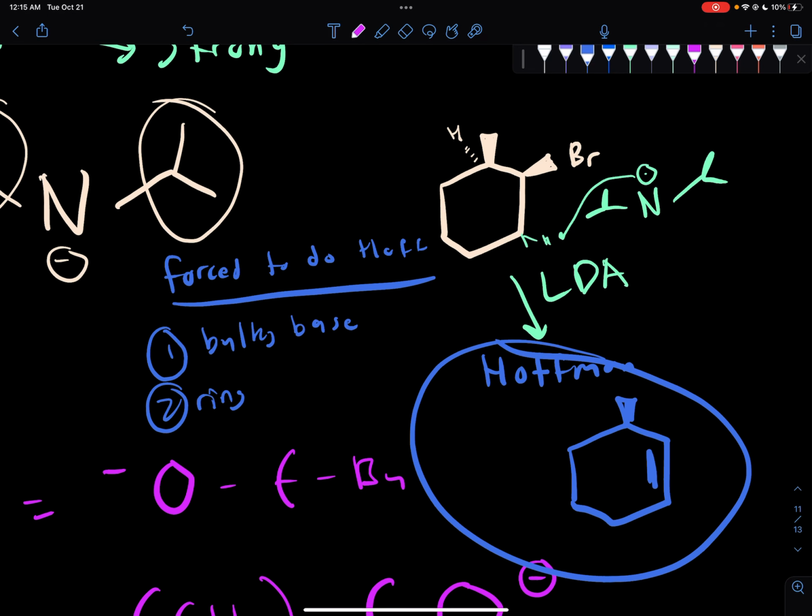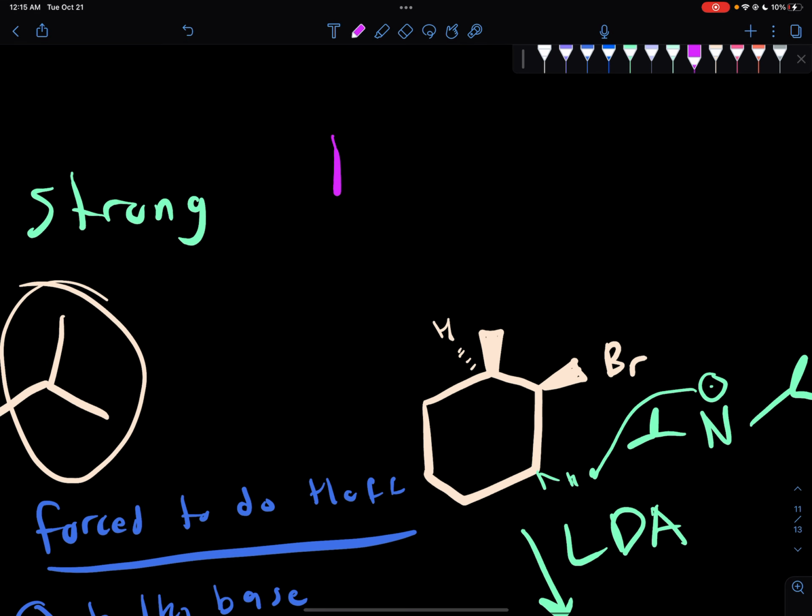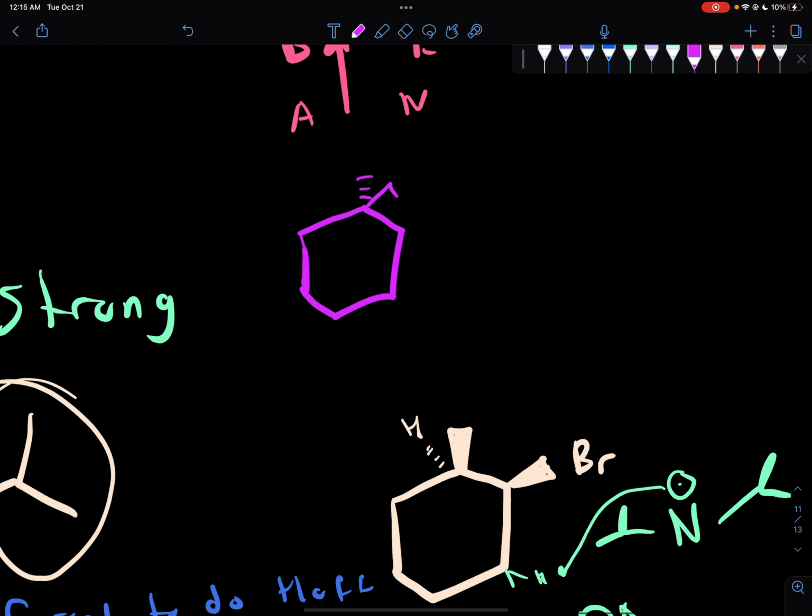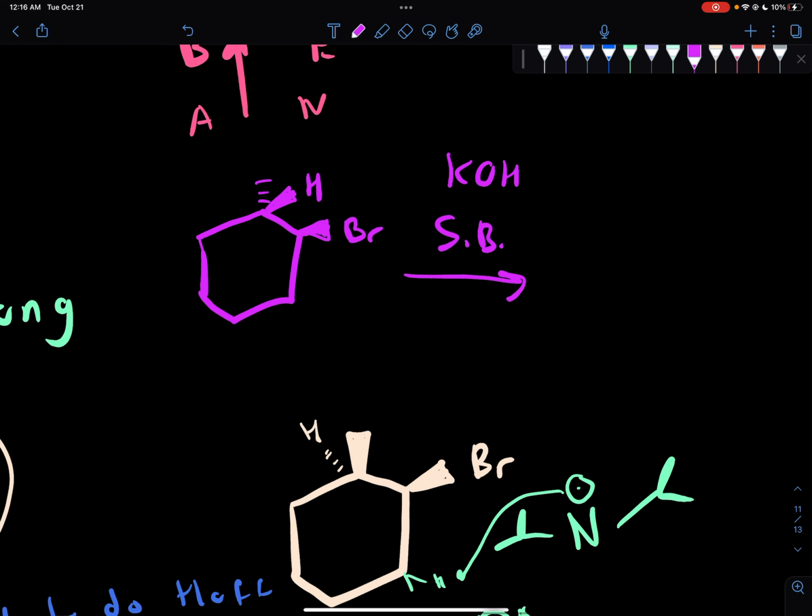So in case you don't know what I mean, let me write it one more time. Where if you have this, I'm just going to react with a regular strong base, like KOH. If I'm reacting like this, it's not bulky by any means. It's a normal strong base, but I'm in a ring, so I can't rotate any of these to make them anti-coplanar. So I'm forced to do the Hofmann product over here, right?